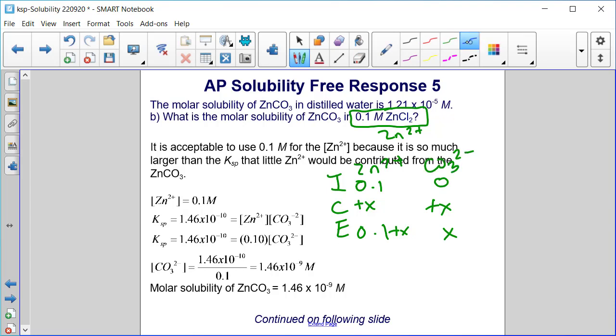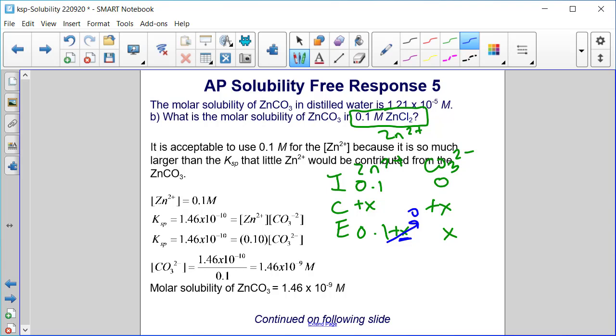And so what we're saying is this change relative to this very large concentration is so small that we can assume at equilibrium the concentration of the zinc ion is 0.1. And we don't know the carbonate ion concentration, but we can find it.